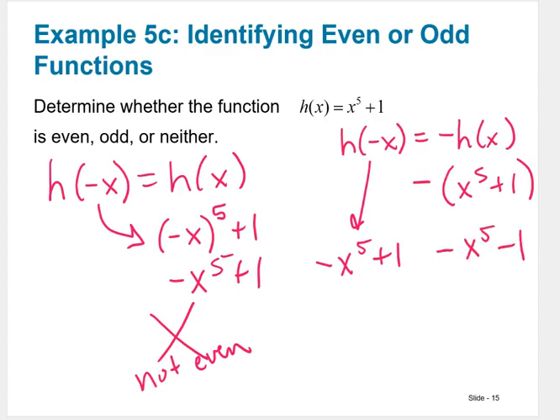And if you look, these two are not equal, right? So it is not odd either. So this function happens to be neither even nor odd. So that's another thing they'll be asking you about when they talk about functions.